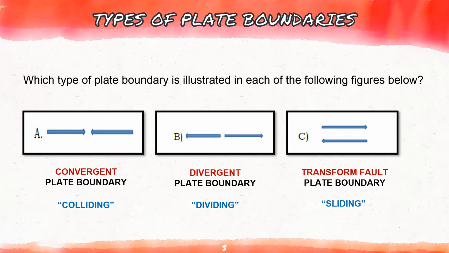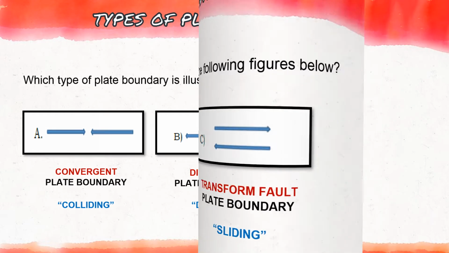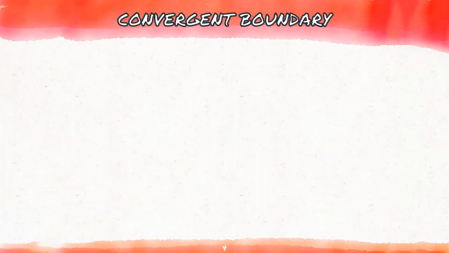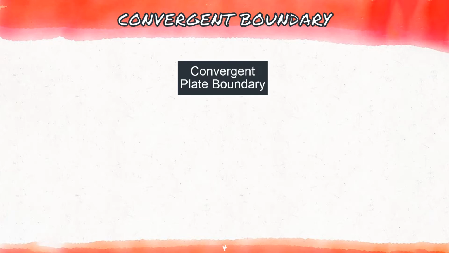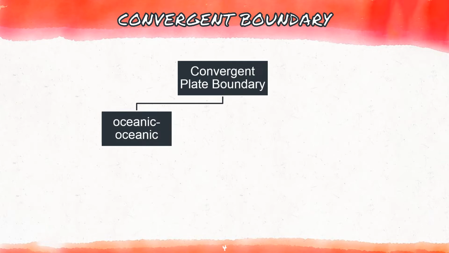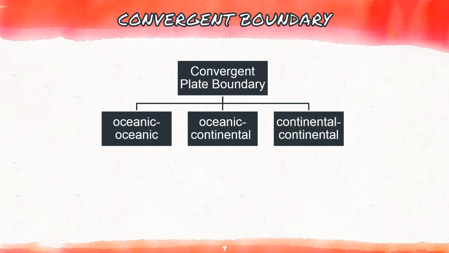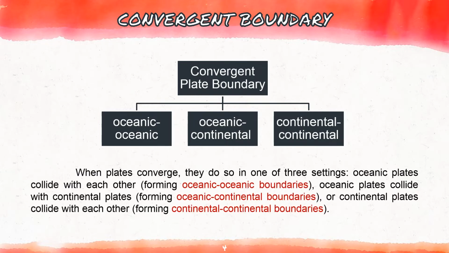So these are the three types of plate boundaries: the convergent, divergent, and transform fault boundary. Let us go deeper with our discussion. The convergent plate boundary can be divided into three types: the convergence between oceanic and oceanic plate, convergence between oceanic and continental, or the convergence between continental to continental plate.